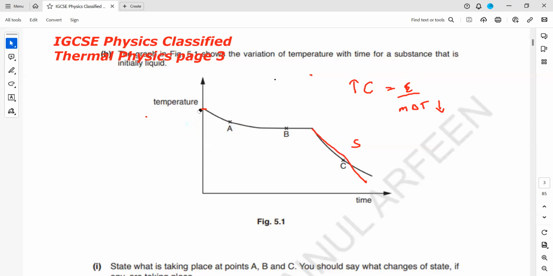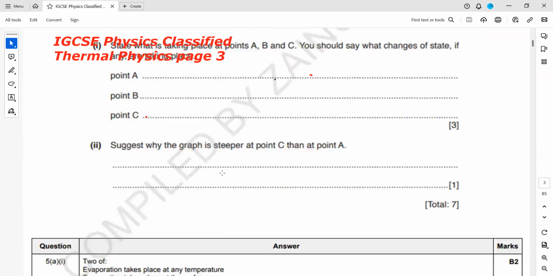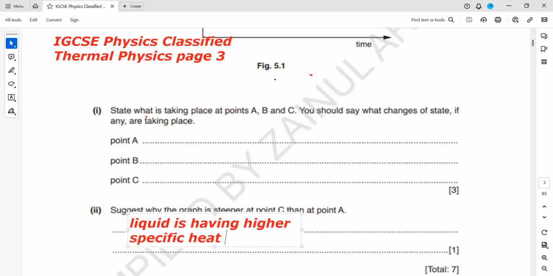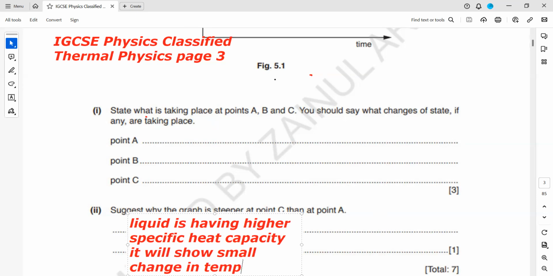So what is the reason why the graph is steeper for solid and less steep for a liquid? Less steep means that it has a higher specific heat capacity. So you'll say the liquid has a higher specific heat capacity. When it has a higher specific heat capacity, it will show a small change in temperature.